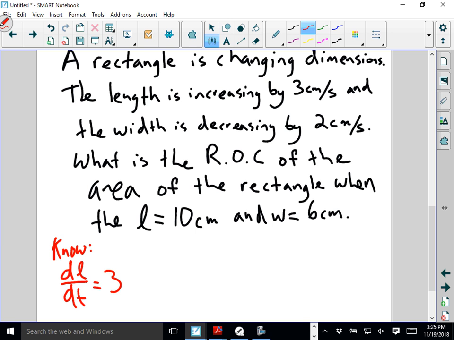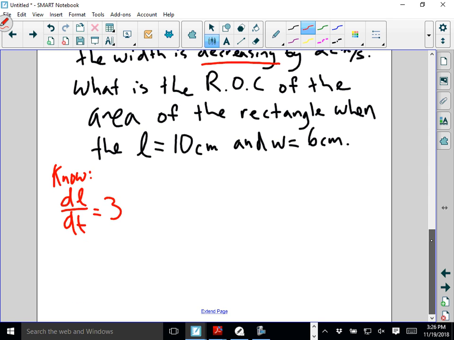The words I want you to be very careful about here are increasing and decreasing. Because the length was increasing by 3 centimeters per second, my 3 should be positive in dL/dt. But dW/dt here needs to be negative 2. Be very careful. A lot of people miss that word. dW/dt is not 2. dW/dt is negative 2. The width is decreasing by 2 centimeters per second.